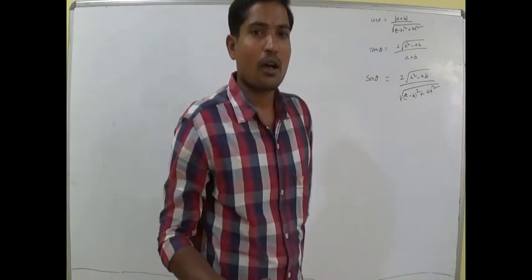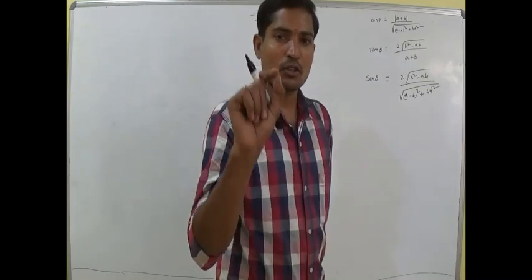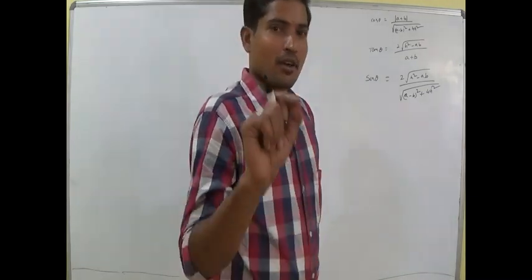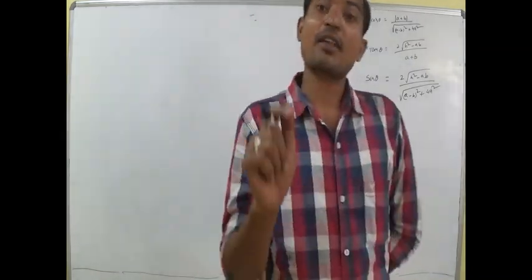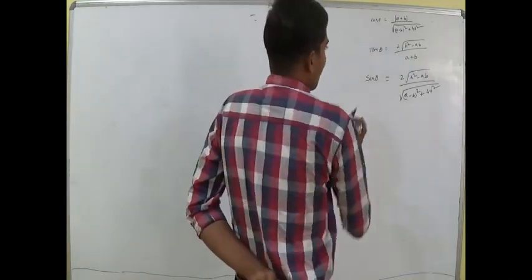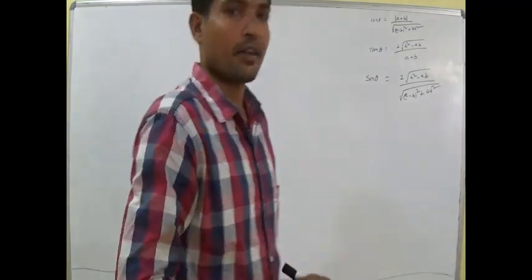When h square is equal to ab, then those lines are coincident lines. When h square is greater than ab, those lines are distinct lines. Let us solve the problems using these identities.